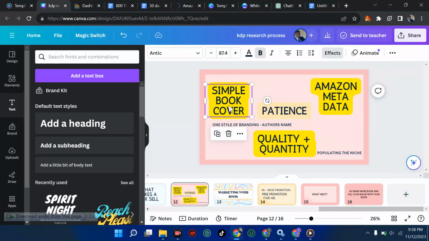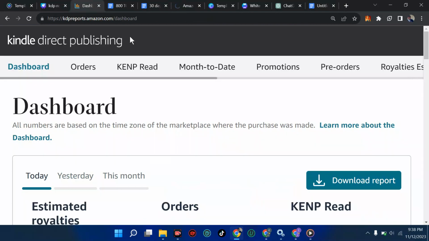Then the first one I talked about is a simple book cover. Ensure your book cover is not ambiguous and doesn't have too much meaning. Just go straight to what you're planning to explain. Some of you are very, very funny.